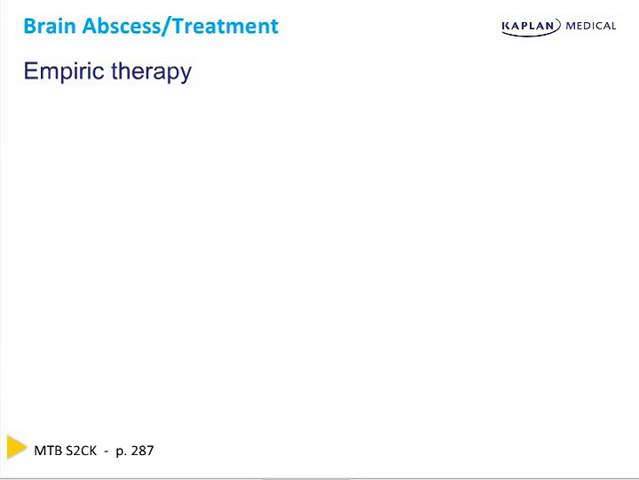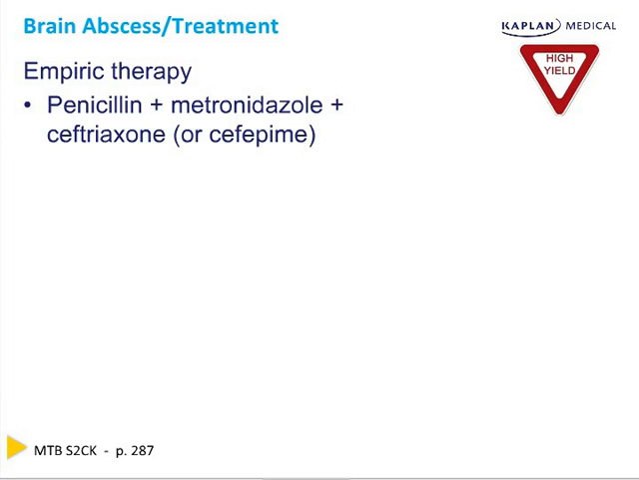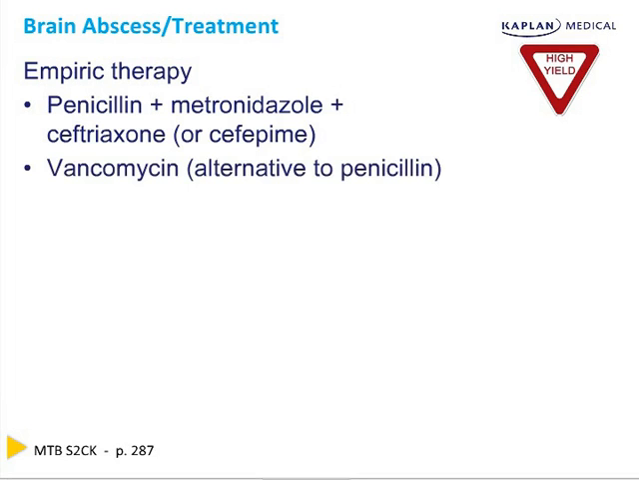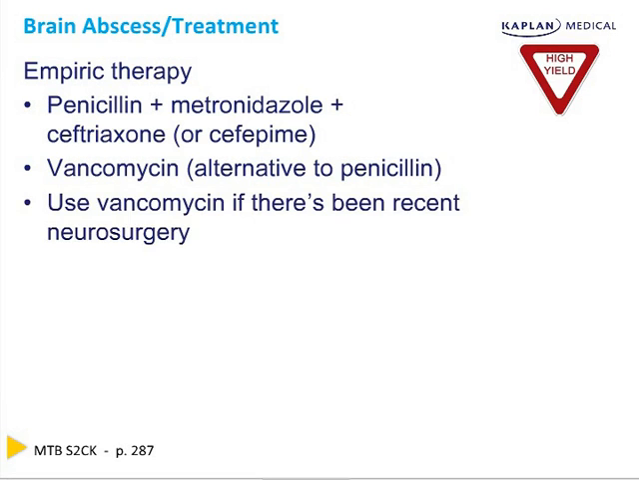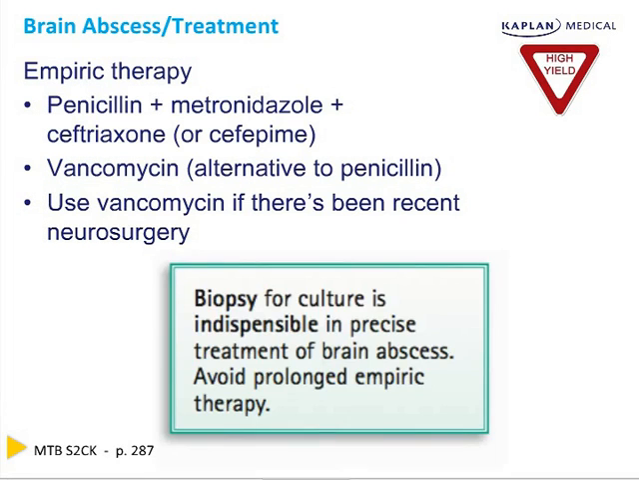Empiric therapy is okay as long as you know that penicillin, metronidazole, and ceftriaxone or cefepime are not a substitute for long-term treatment without a biopsy. Penicillin is for the streptococci, metronidazole is for the anaerobes, ceftriaxone or cefepime are for the gram-negative bacilli. Vancomycin is an alternative if somebody has a life-threatening penicillin allergy, or if there's been neurosurgery. Remember, neurosurgery means staphylococcus. Cut the skin into the brain and there's staphylococcus.